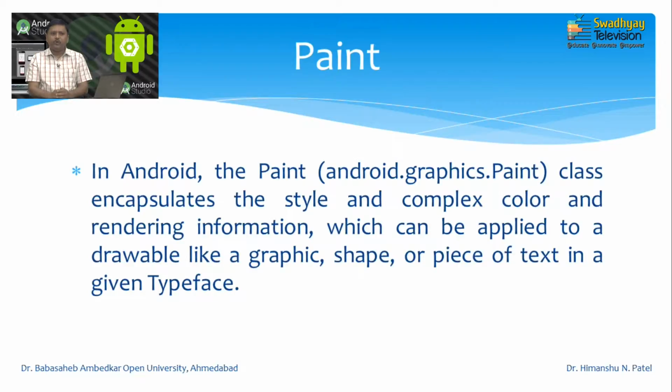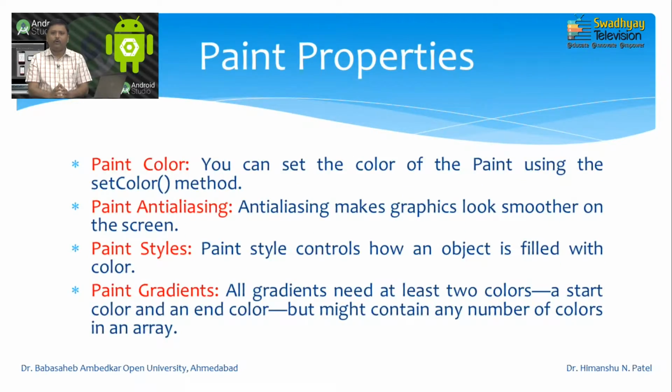Paint class is used for specifying style. It is also available in android.graphics package and it encapsulates the style and complex color and rendering information. That means, we can specify the border color, fill color, how to fill, etc. using the paint class. You can also specify the font that you want to use to draw text. There are different types of paint properties that you can use. For example, paint color. This paint color specifies the color of shape to be drawn. You can set the color of paint using the setColor method, which takes a color as argument.